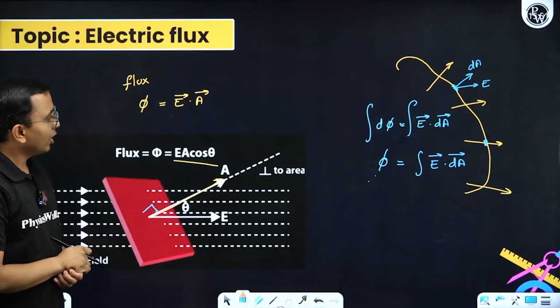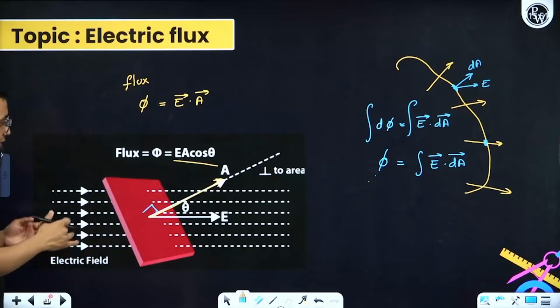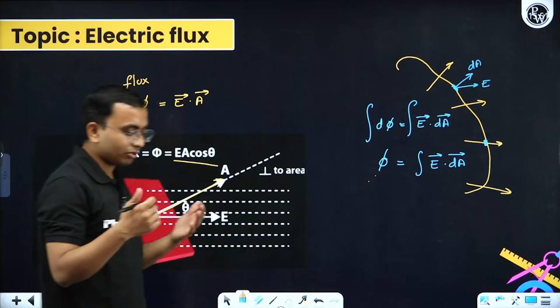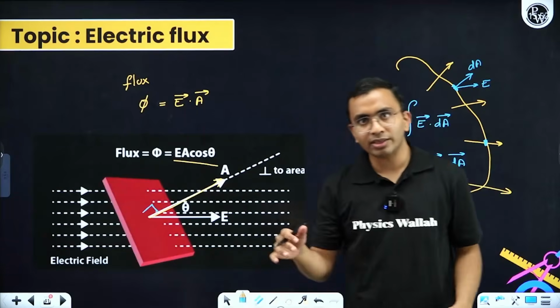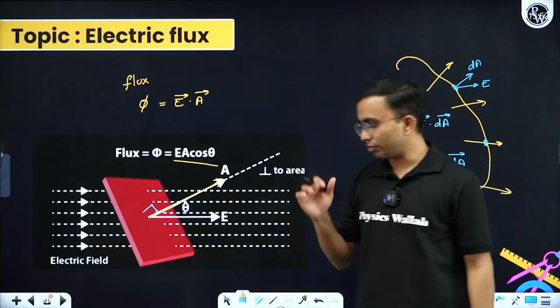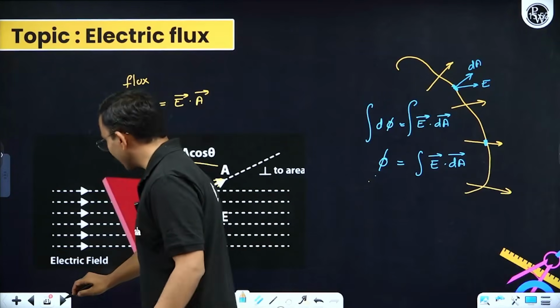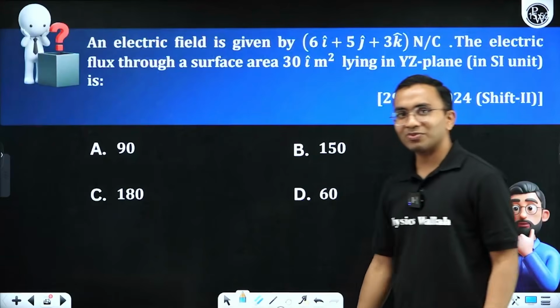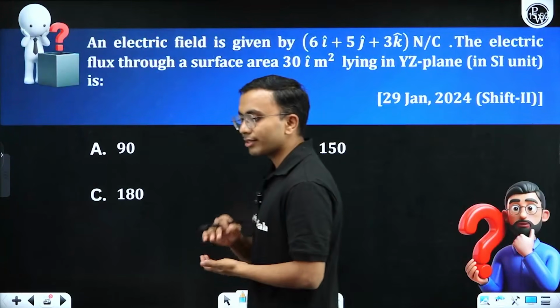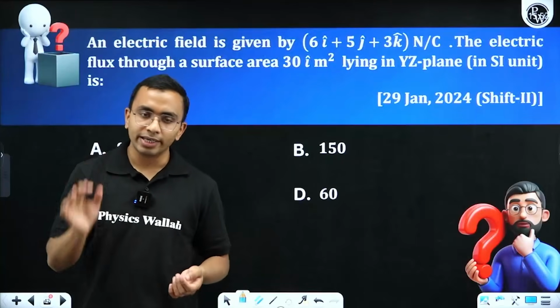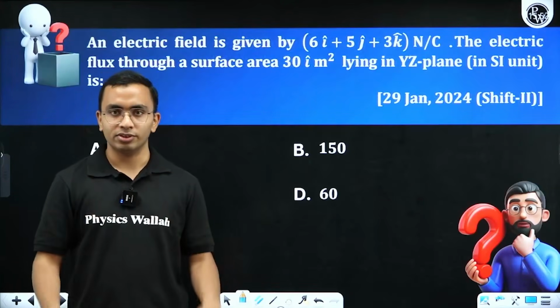That is clear. Now, we will come to that again. If the flux is going out, we consider that flux as positive. We will come to that when we discuss Gauss law. First of all, let us do some questions on this basic understanding that flux is equal to E dot A when the electric field is uniform.